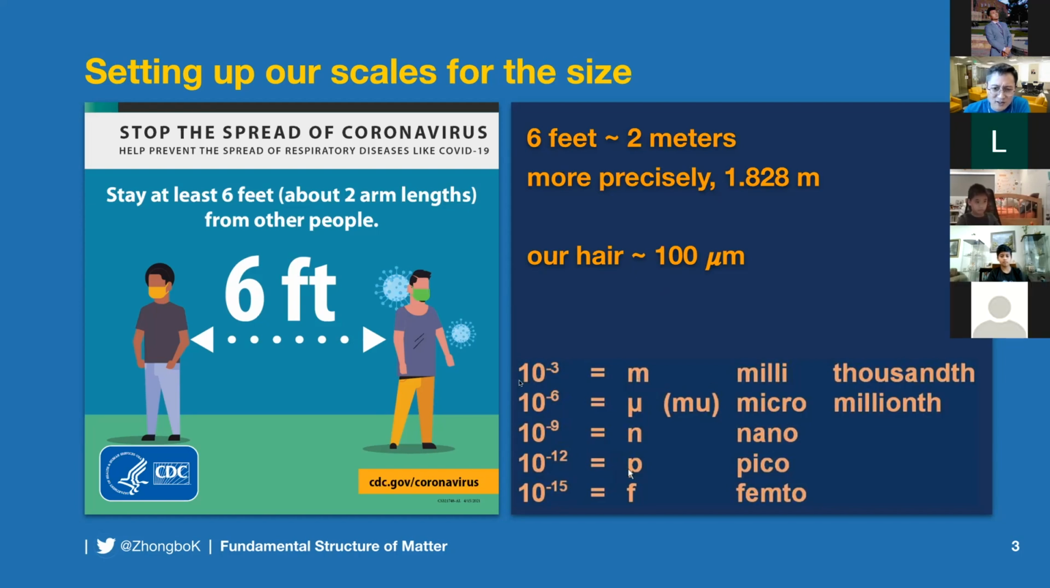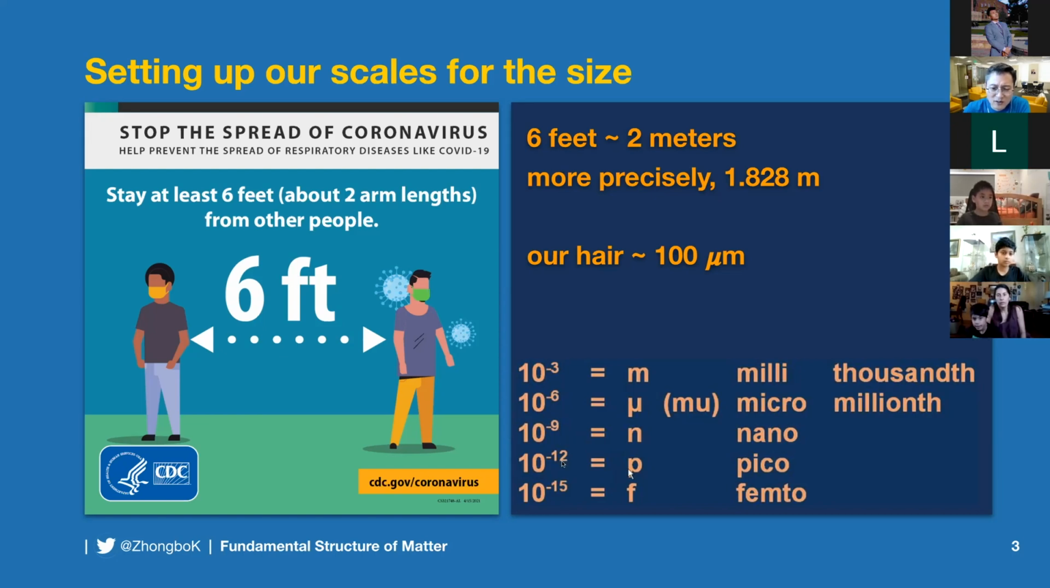If you start from 1 meter and go smaller by 1,000 times, this becomes a millimeter, so it's 10 to the minus 3. If you go down by 1,000,000 times, this is 10 to the minus 6, called a micrometer, or mu m. For example, our hair is roughly 100 micrometers. You can go further down, and you might have heard the word nanotechnology. Those are talking about nanometers, 10 to the minus 9.